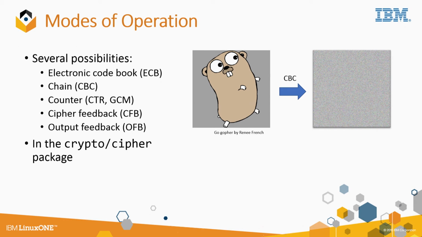So this is what our Gopher looks like when it's encrypted using CBC. As you can see, it just looks like noise. That's what we want. With lots of data, we need to run it through one of these modes of operation in order to encrypt it properly.